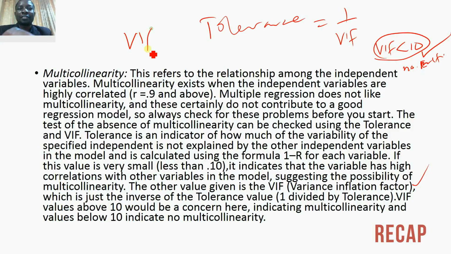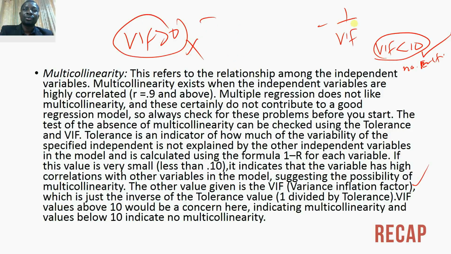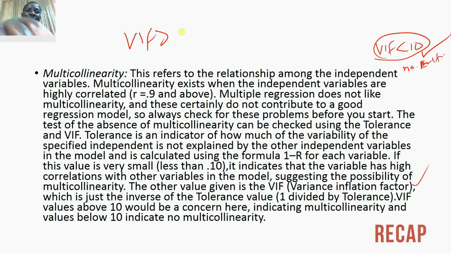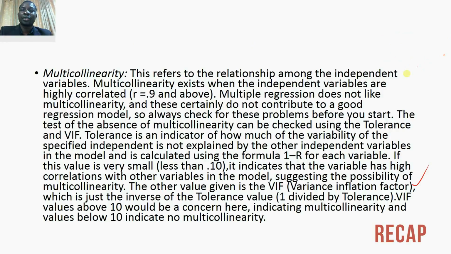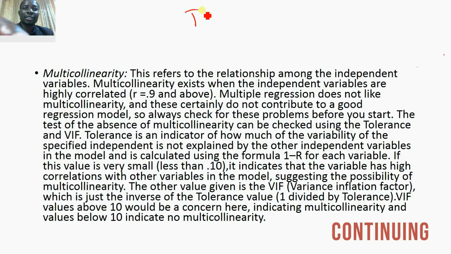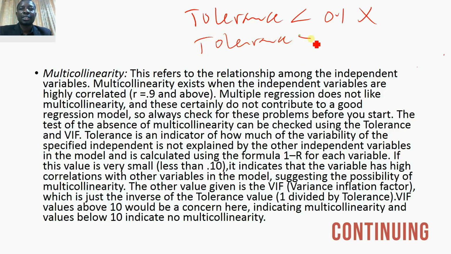If we have a variance inflation factor greater than 10, then it means that there's a problem with our model. If you're also using tolerance as an indicator, then these values will be computed alongside your regression when you are using any of the statistical software. So if the tolerance is very small, if tolerance is less than 0.1, it's bad. But if tolerance is greater than 0.1, then it's good. So this indicates no multicollinearity.